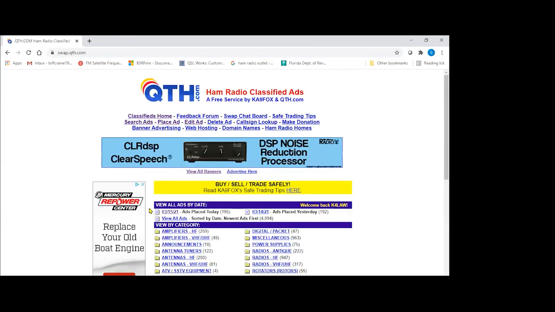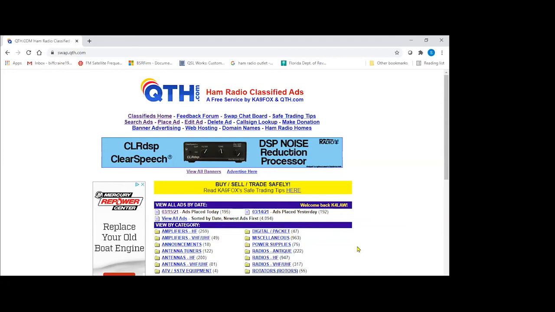My favorite, QTH.com. This is a service that is free. It's run by KA9FOX. And those of you who do a lot of FT8 probably have talked to Scott Nieder. Well, your computer has probably talked to Scott's computer more accurately, but KA9FOX has this service. It's been going on for quite a while. And this is a basic area where you can post equipment that you have for sale or things that you want to buy or things that you want to trade or announcements and things like that.